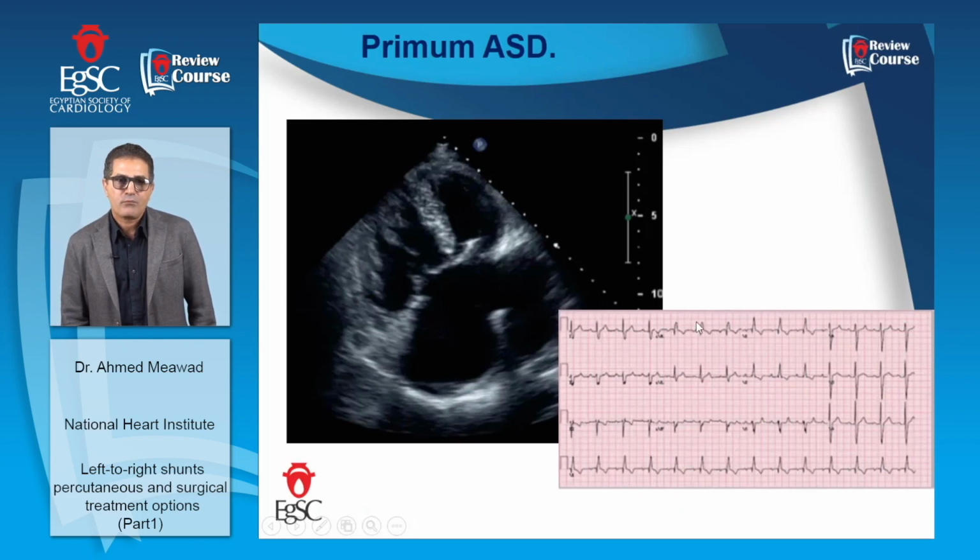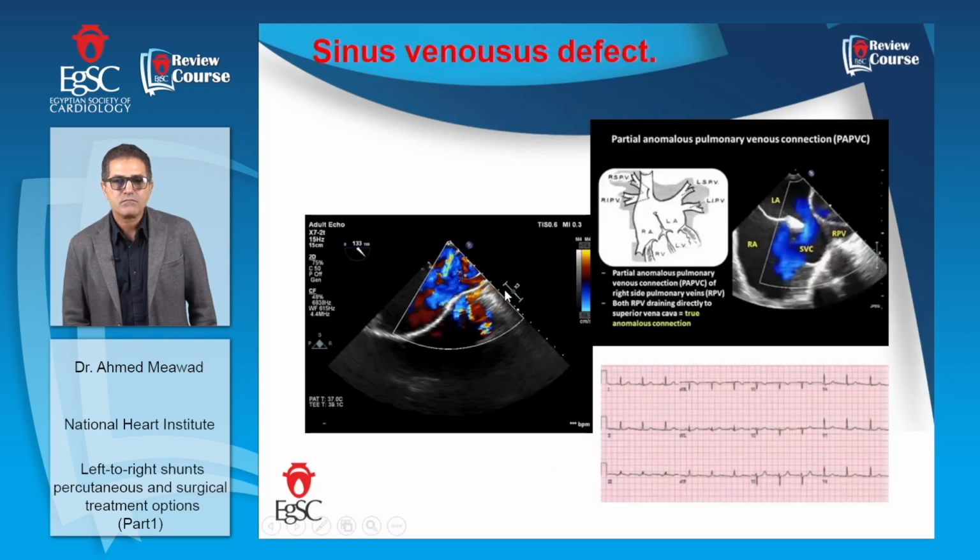In the case of primum ASD, we can diagnose this defect by echocardiography. It is very close to the AV valves. And by ECG, we can find that the patient has right bundle branch block and left axis deviation. This is characteristic of these patients. And the sinus venosus defect, as at the SVC, is usually associated with anomalous pulmonary venous drainage. Also, this patient should be treated by a surgical approach.